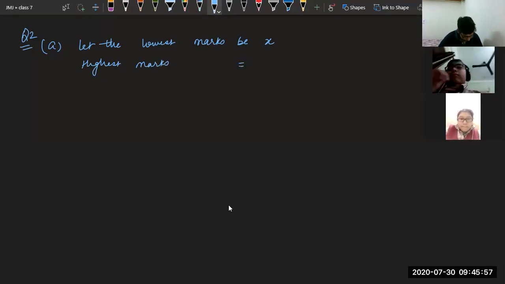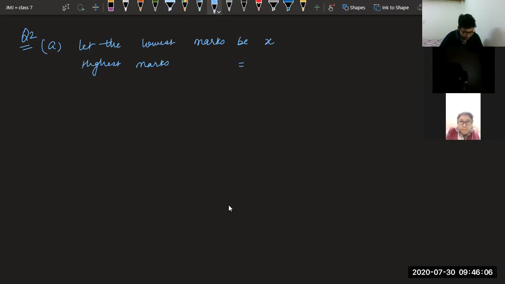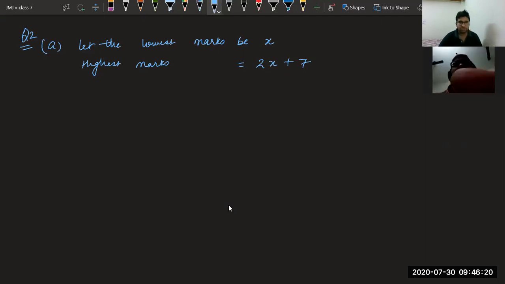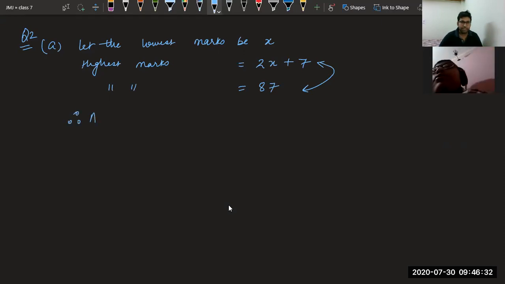Then highest marks will be how much, all of you? I don't want the value, I want the variable one. Highest marks obtained by a student in a class is twice the lowest plus 7. So twice the lowest is 2x, plus 7. And she is also giving you the value of the highest score, that is 87. So these two are the same thing and we will utilize this to form the equation. Therefore, according to the question, 2x plus 7 is equal to 87.